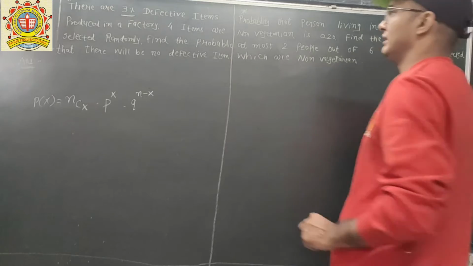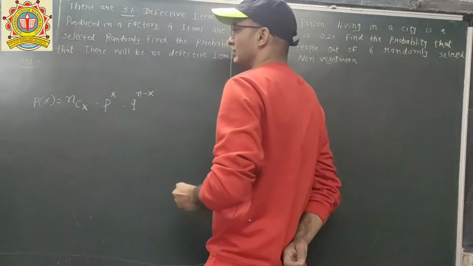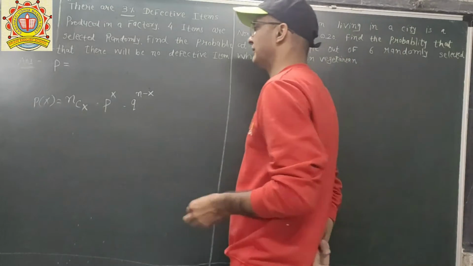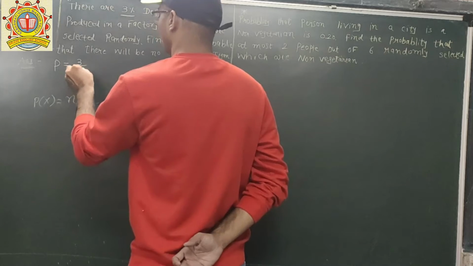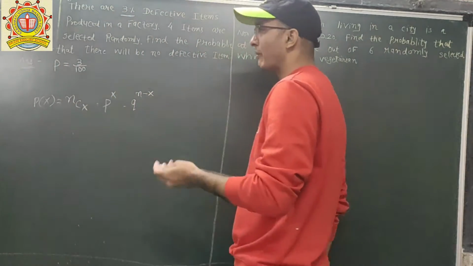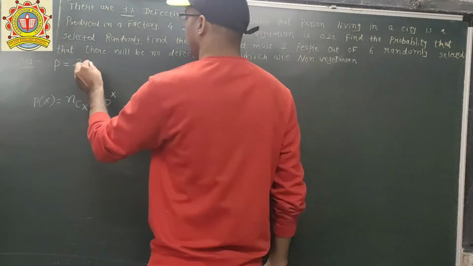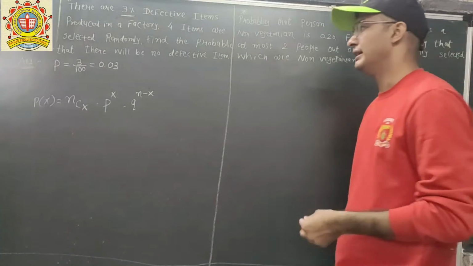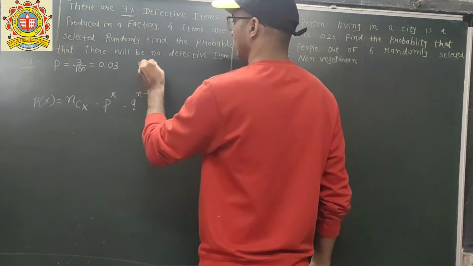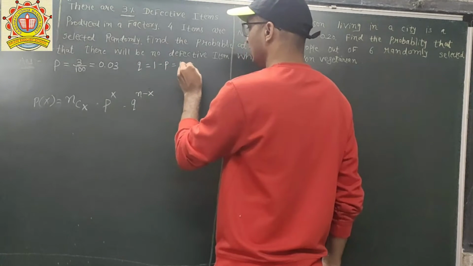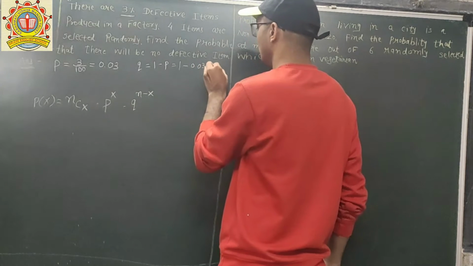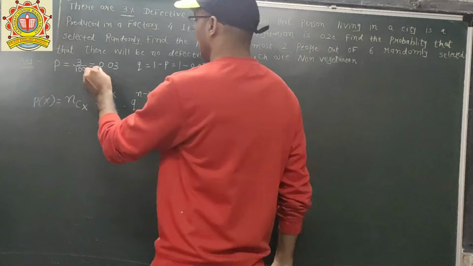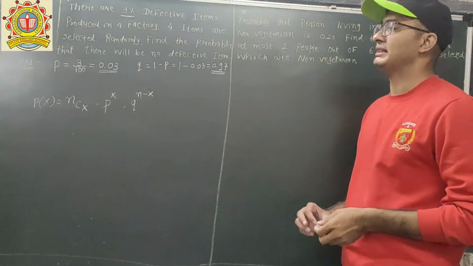Now, there are 3% defective items. P is the probability for defective items, that is 3%. So 3 divided by 100, because this is a percentage, and the sum of probabilities should be 1. So 3 divided by 100 means 0.03. This is for P. Next one, Q. Q is equal to 1 minus P, 1 minus 0.03, it comes to 0.97. This is for Q. P is equal to 0.03 and Q is equal to 0.97.